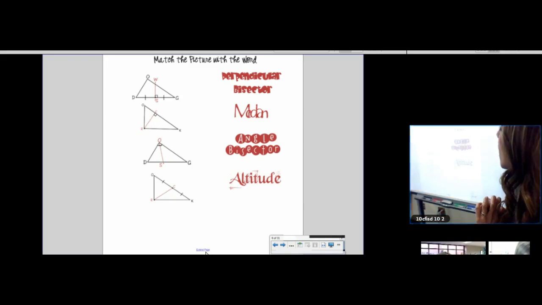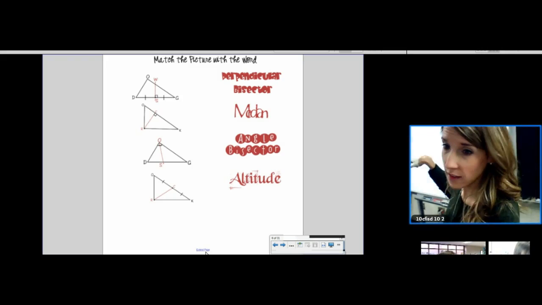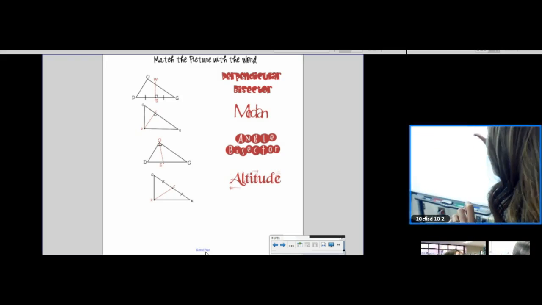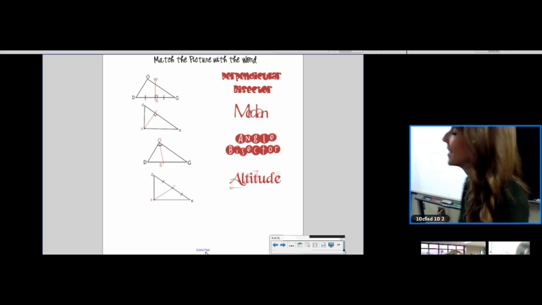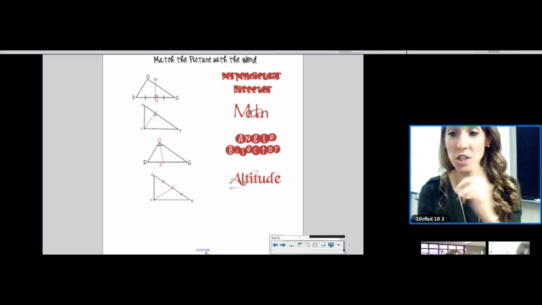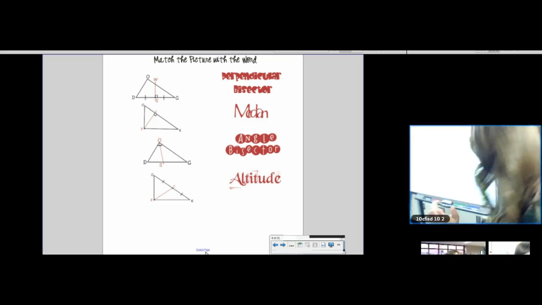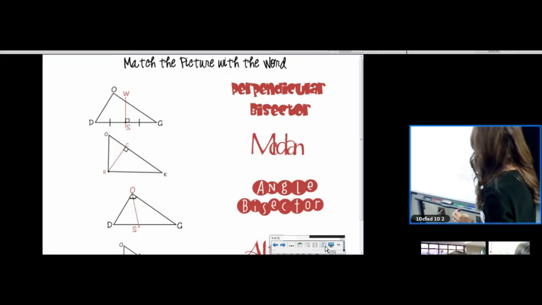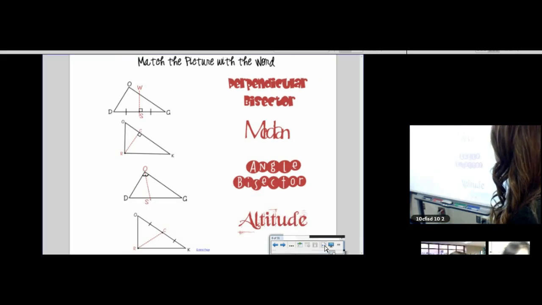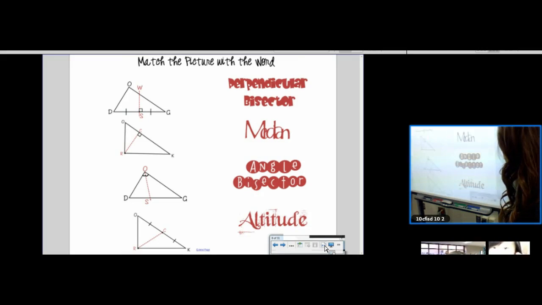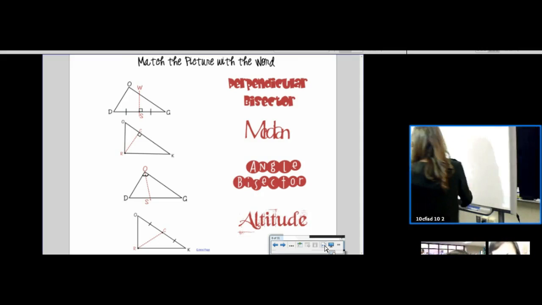Okay, so I put them out of order. These are not in the right order. So I want you to use the markings on those triangles to see if you can guess which word goes with which picture. I'll zoom in a little bit more now. So which word goes with which picture? This one's probably the easiest to pick first.